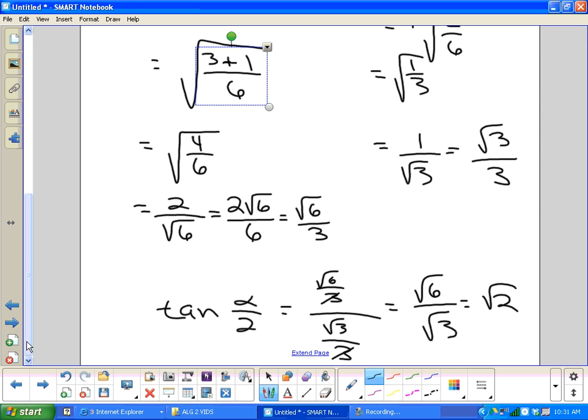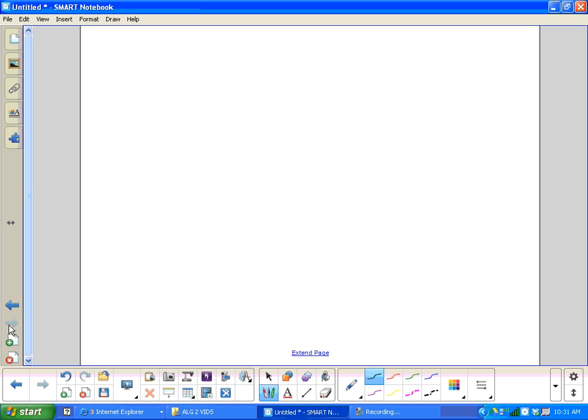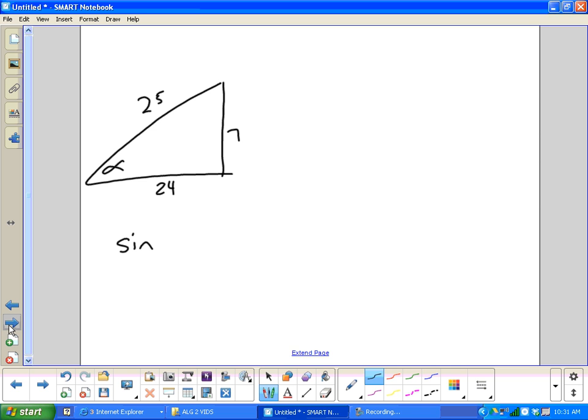You want me to get you started on number 50? Okay. Now, you realize you're going to use your alpha triangle there, right? Okay, this is number 50. This was 24. This was 7. So the hypotenuse was 25. Okay, and you're looking for, on number 50, the sine of alpha over 2.